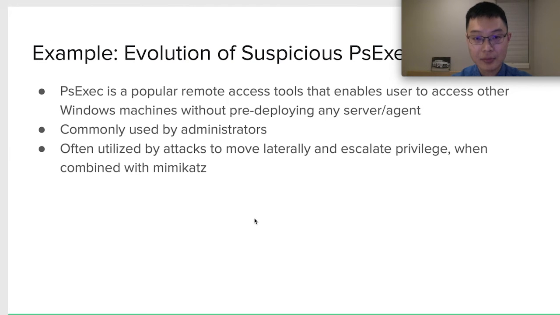Let's now look at an example of how to detect suspicious PsExec activities in the environment. For those of you who are not familiar with PsExec, it is a popular remote access tool that enables users to access other Windows machines without pre-deploying any server or agent. It is commonly used by administrators, but at the same time, it's also frequently utilized by attackers to move laterally across different Windows machines and, when combined with Mimikatz, used for privilege escalation.